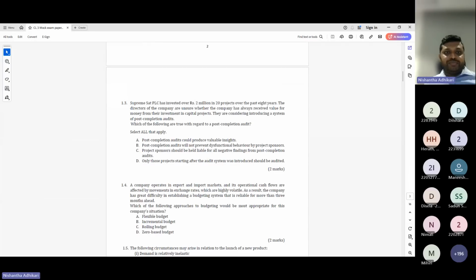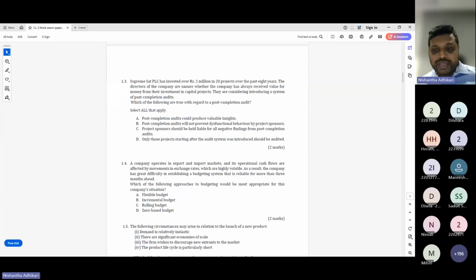Then the third one. Look at the third question. Supreme Sat PLC has invested a total of rupees 2 million in 20 projects over the past 8 years. The directors of the company are unsure whether the company has always received value for money from their investment in capital projects. They are considering introducing a system of post-completion audits. Which of the following are true with regard to a post-completion audit? Select all that apply.